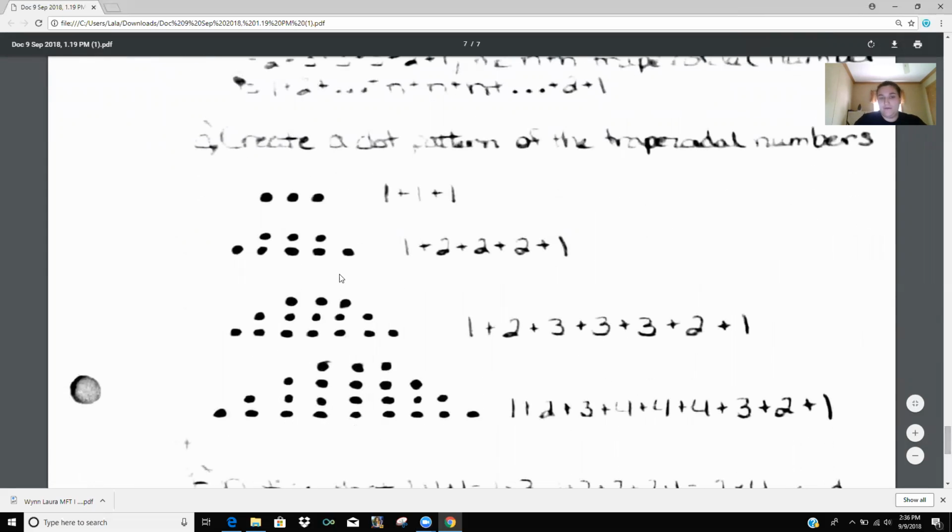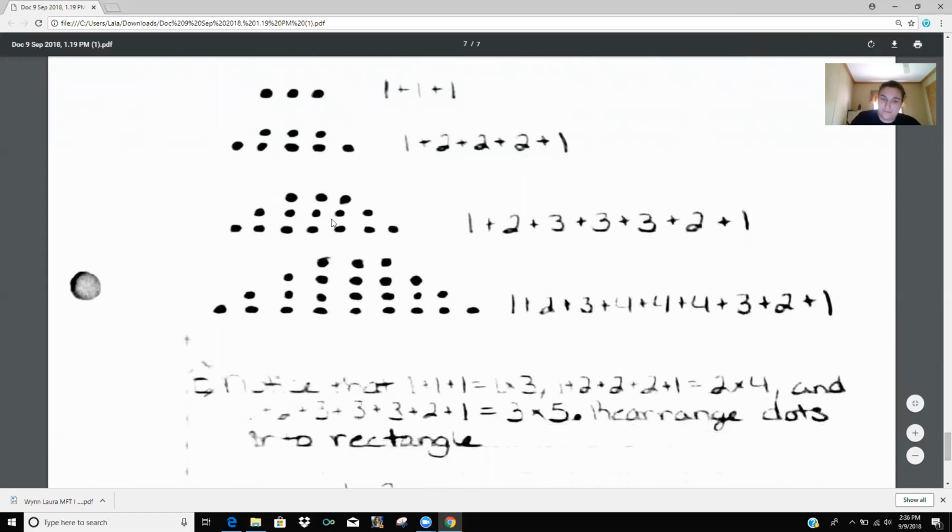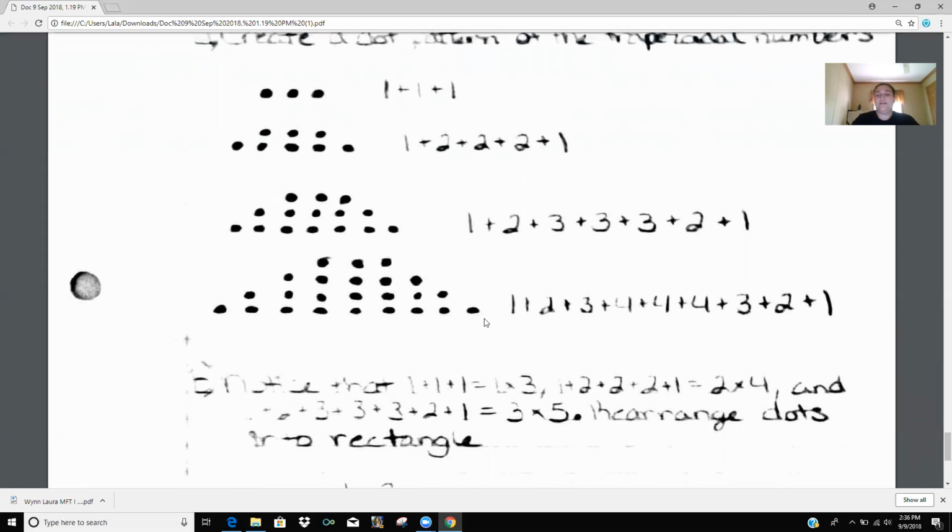So 1 plus 1 plus 1 is represented with just 3 dots. The 1 plus 2 plus 2 plus 2 plus 1, we got 1, 2, 2, 2, and 1. Our next one, we have 1 dot, 2 dots, plus 3, plus 3, plus 3, plus 2, plus 1. Our final one, we have to keep with the trapezoidal shape that gives the name trapezoidal number. My drawing's not the best, but please bear with me. So we have a 1 plus 2 plus 3. Then our middle numbers are 4 plus 4 plus 4 plus 3 plus 2 plus 1.